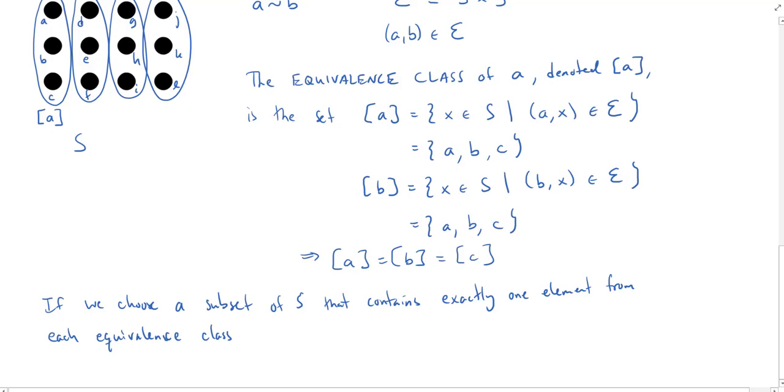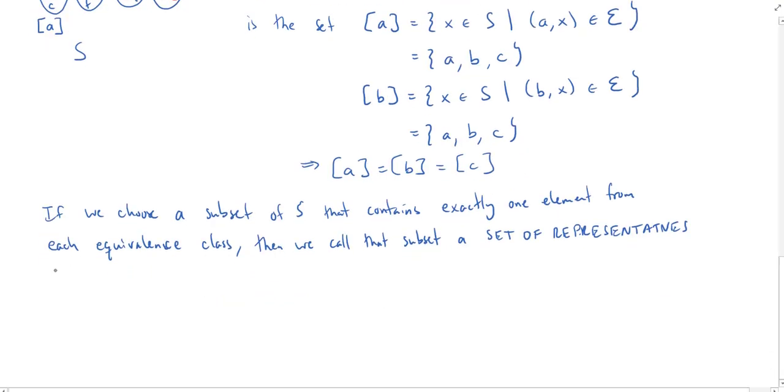Okay, so how could we do that up here? Well, maybe I'll just choose them sort of arbitrarily. I could choose B, and how about D, and G, and L. Okay, I just chose one from each. I did it in just a reasonably random way. Okay, so if I do that, then we call that subset a set of representatives of the equivalence classes.